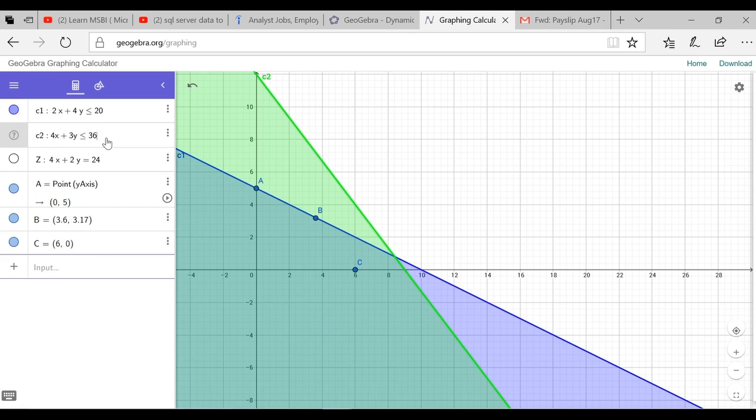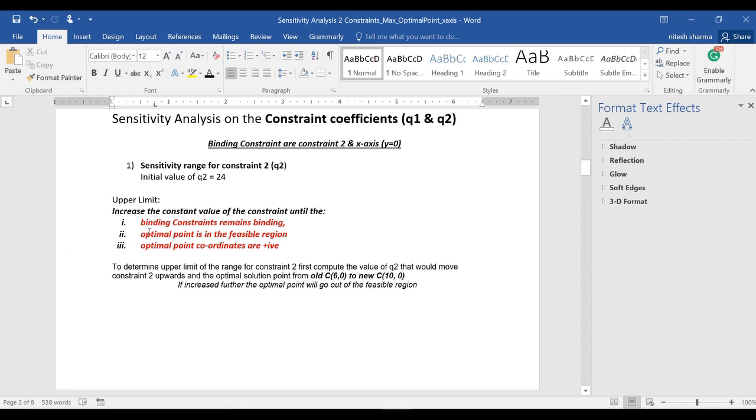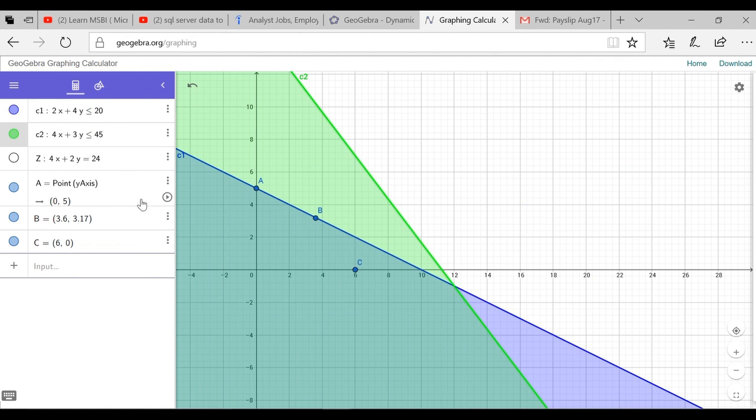So that means I can increase it further. Let me increase it till 42, or say let me increase it till 45. Okay, now my optimal point is 11, 0, but it is out of the feasible region. So my second condition is not satisfied over here. That means my upper limit should be less than 45. Let me take it till 40.